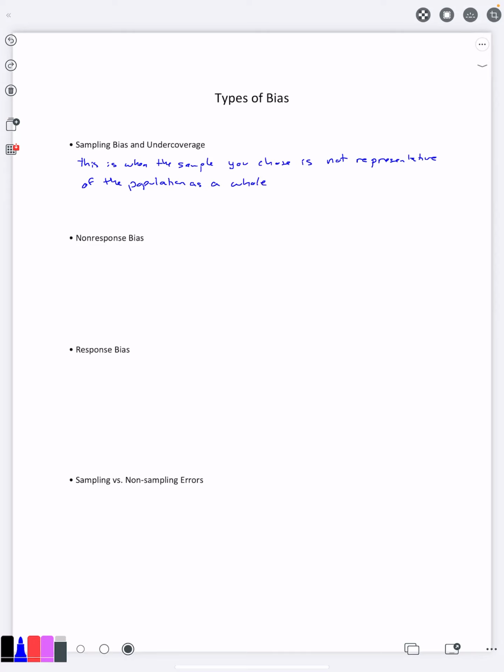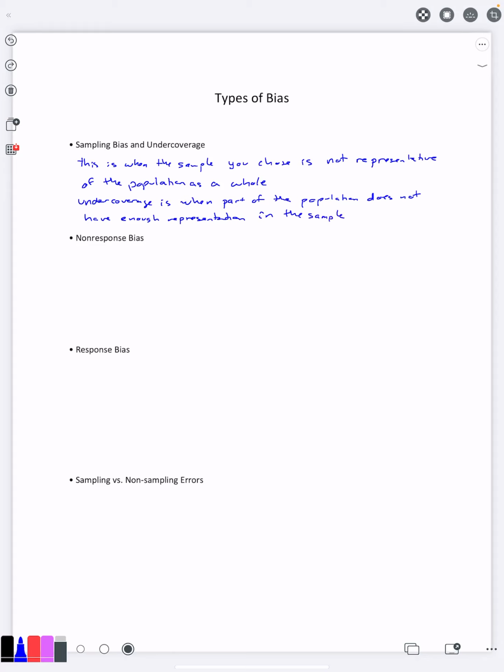And specifically, the idea of undercoverage is when part of the population does not have enough representation in the sample. So it's a type of sampling bias here.